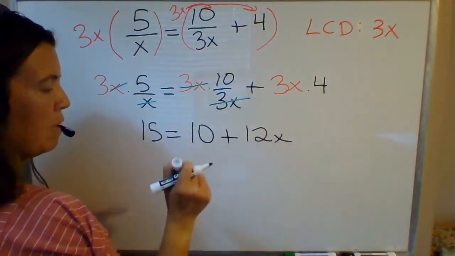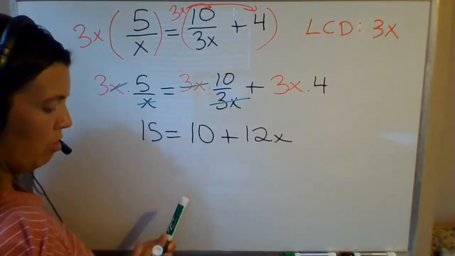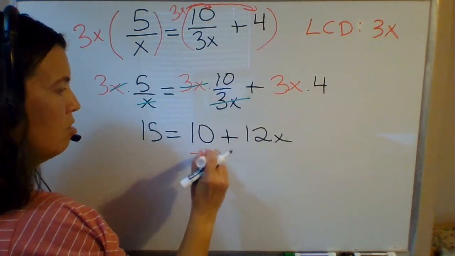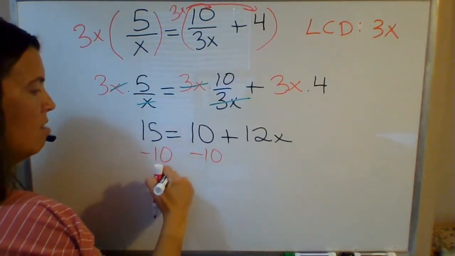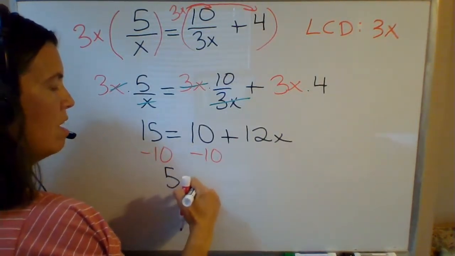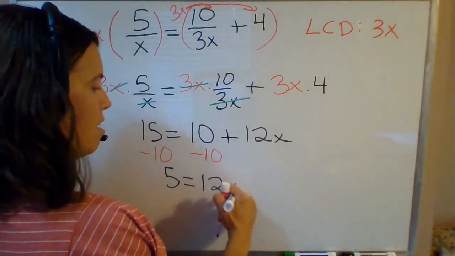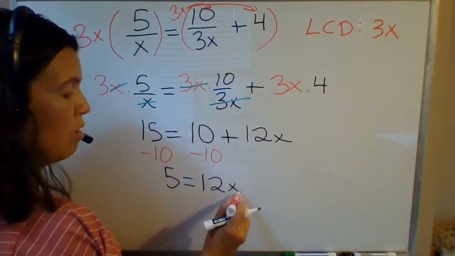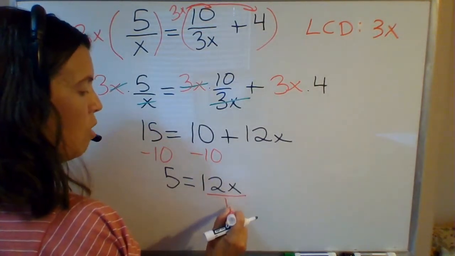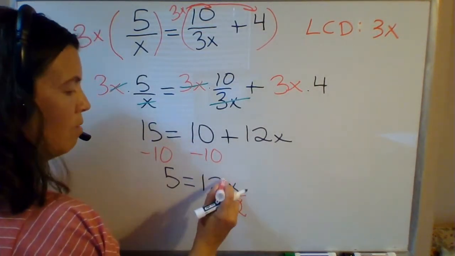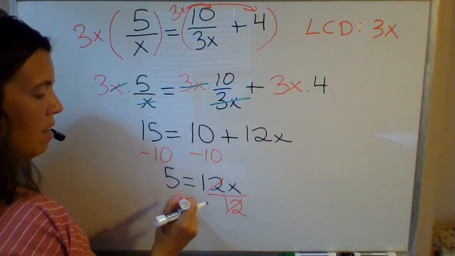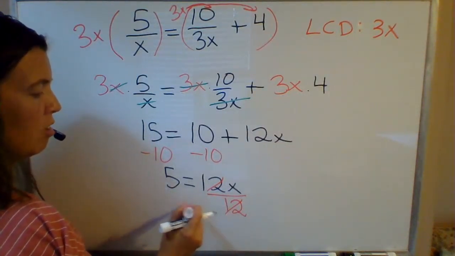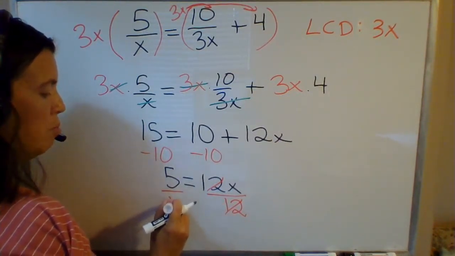Now I want to get the x by itself. So first thing I'll do is get rid of this 10 here, so minus 10 to both sides. So this is 5 equals 12x. Get rid of the coefficient of 12. This is 12 times x. So I need to divide to get rid of it because it's multiplying in the original expression. So divide by 12 on both sides.